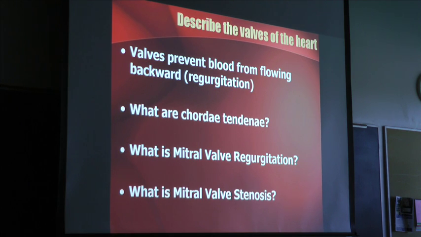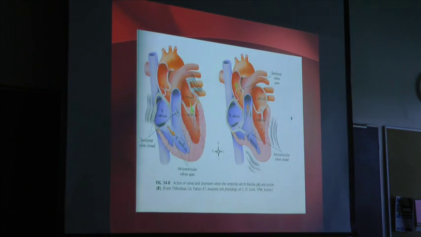What are chordae tendineae? These are ligaments attached to the AV valves. And I will show you a picture of chordae tendineae. Those are ligaments attached to the AV valves. So look at the AV valves. Do you see these stringy things? Those are called chordae tendineae.